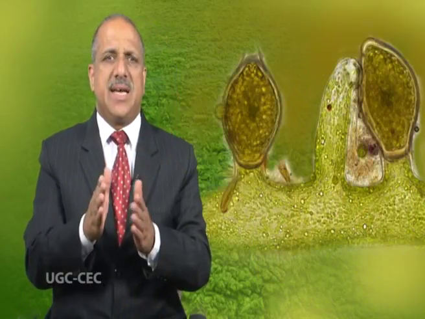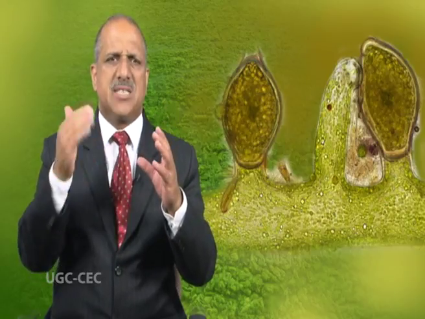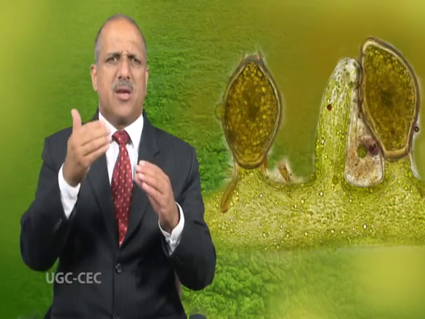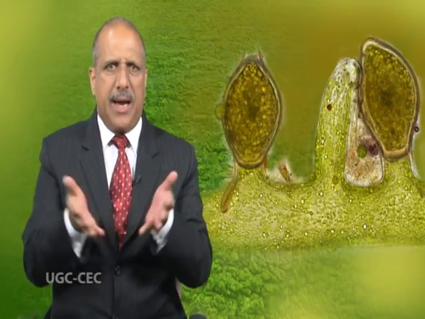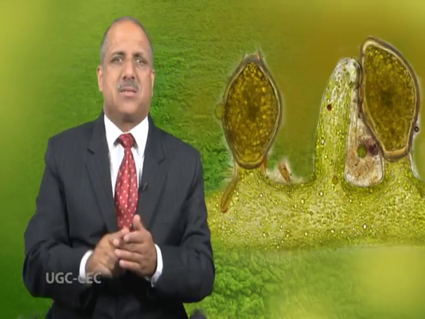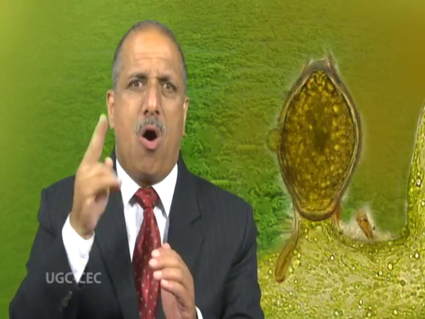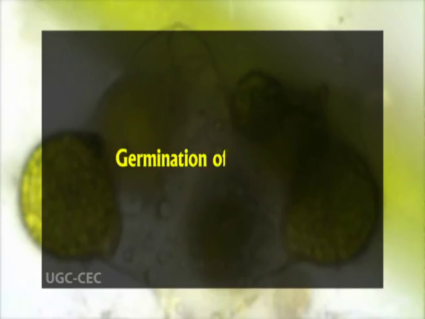They possess a central vacuole that remains surrounded by cytoplasm containing an inner zone of chromatophores and an outer zone of nuclei, reverse of what is present in the thallus. Opposite to each nucleus lie on the surface two flagella of unequal length. Now let us try to understand germination of zoospores.